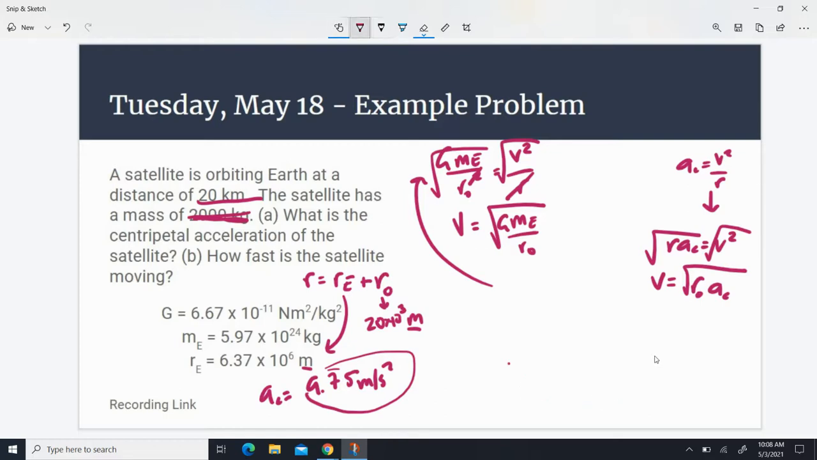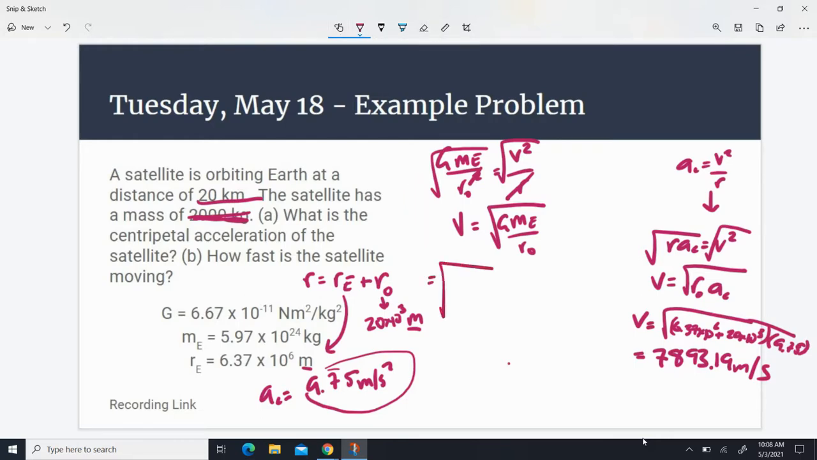Okay. So for the simple one, that's going to be the square root of that 6.37 times 10 to the 6th plus 20 times 10 to the 3rd. Add them together and then multiply by your A, which is the 9.75. When I plug that into the calculator, I'm going to get 7,893.19 meters per second. All right, let's do the other one.